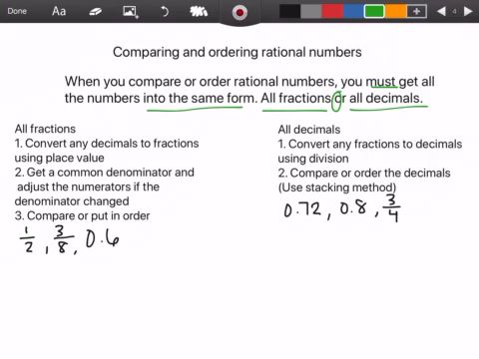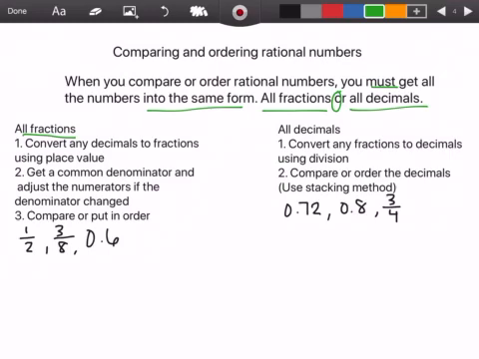So I'm going to show you how to do this both ways. The first way, all fractions. The first step is to convert any decimals to fractions using place value. Second step is to get a common denominator, and you need to adjust the numerators if the denominator changed. And then step 3, you can compare or put them in order.